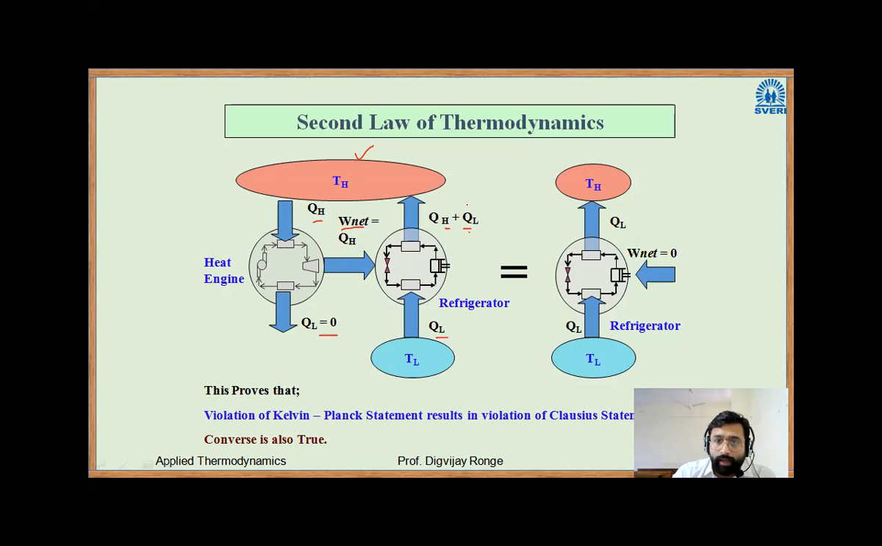Now when you take the equivalent of this complex system, it looks like this, and this is nothing but the converse PMM-SK. That is, there is a refrigerator which takes heat from the sink and supplies the same amount of heat to the source, because there is no work input. So violation of the Kelvin-Planck statement results in violation of the Clausius statement. The converse is also true: violation of the Clausius statement means violation of the Kelvin-Planck statement. Once again, I will explain. There is a source, there is a sink.